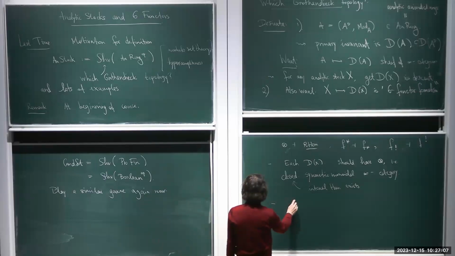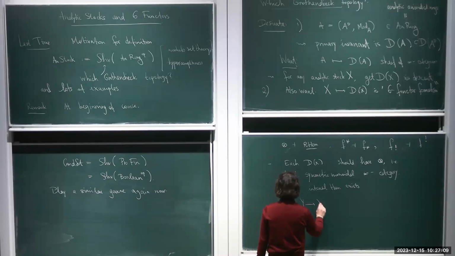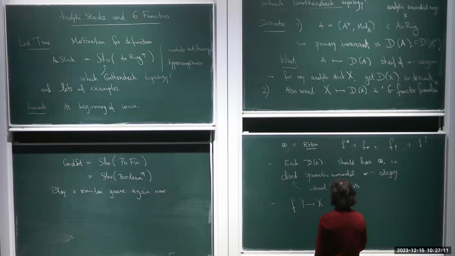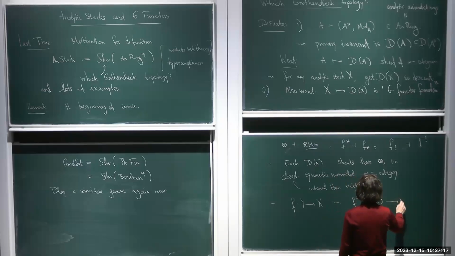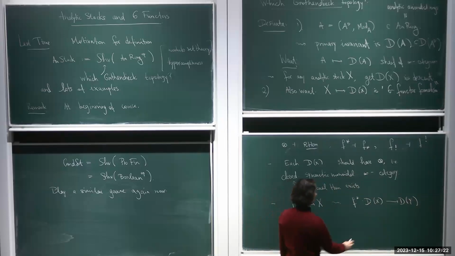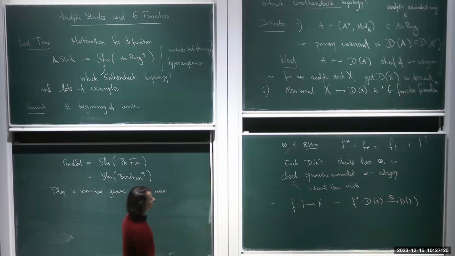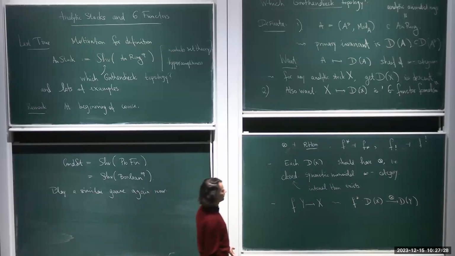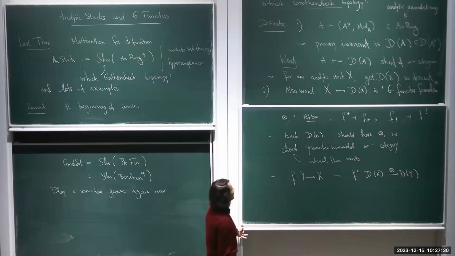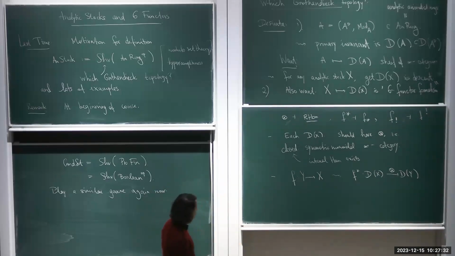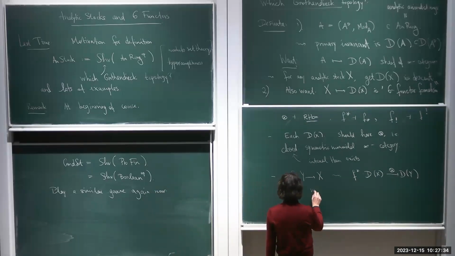Then whenever you have a map f from Y to X, there should be a pullback functor. It should be able to pull back sheaves. And this should actually be compatible with the tensor product. It should be a tensor functor. And this should have a right adjoint.